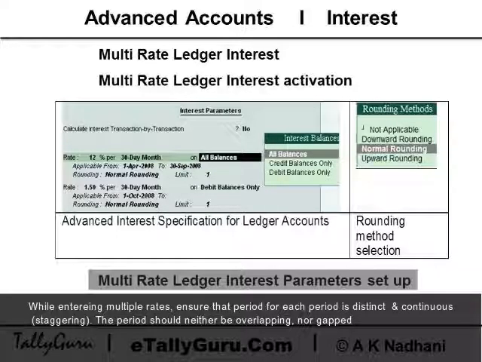While entering multiple rates, ensure that each period is distinct and continuous. Staggering: the periods should never be overlapping nor gapped.